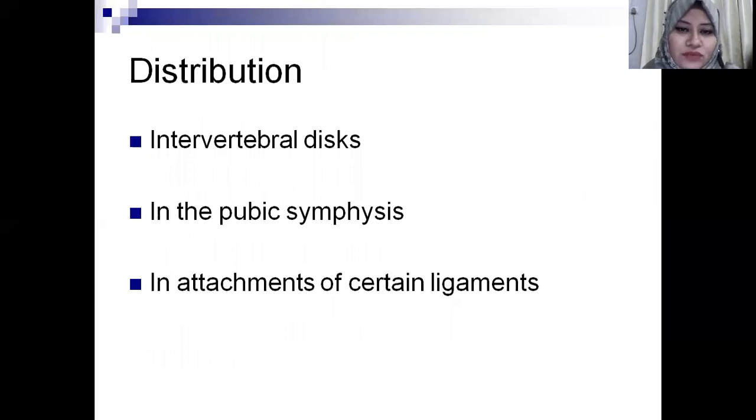Now, distribution of fibrocartilage. It is found in the intervertebral disc, in the pubic symphysis, and in attachments of certain ligaments.